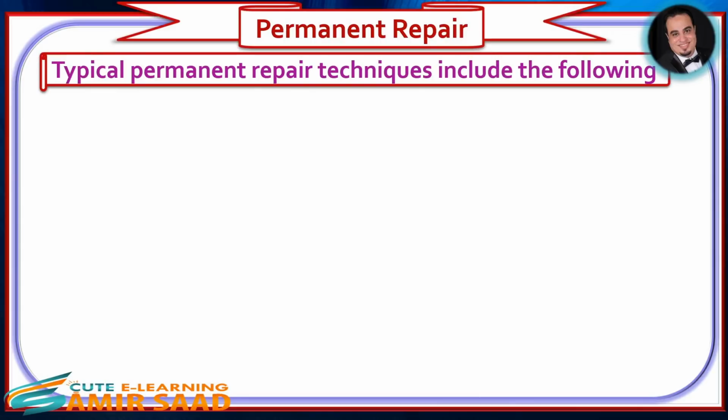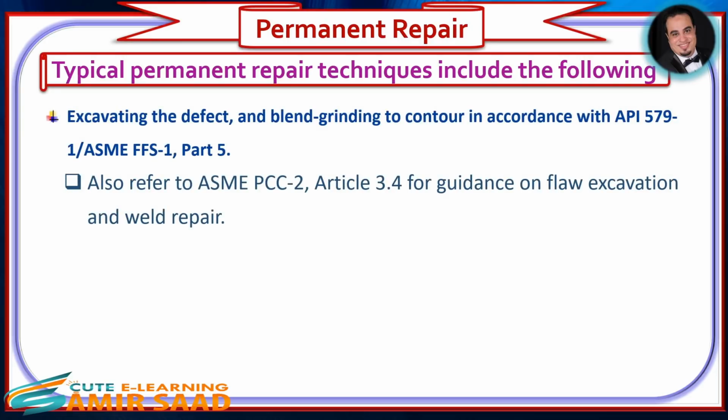Permanent repair. Typical permanent repair techniques include the following. Excavating the defect and blend grinding to contour in accordance with API 579-1, ASME FFS-1, Part 5. Also refer to ASME PCC-2, Article 3.4 for guidance on flaw excavation and weld repair.